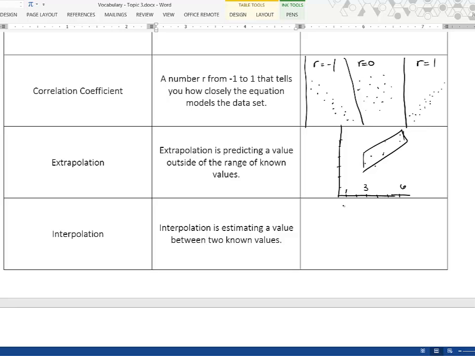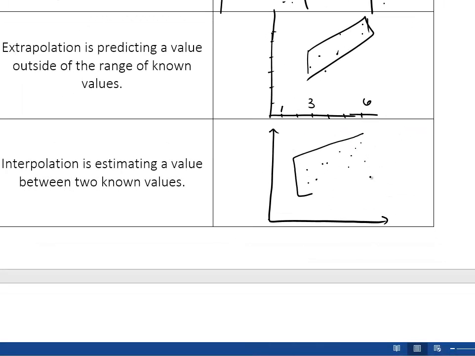Now, interpolation, same concept, but it's going to be estimating a value between known values. So let's say again we have our points, and this here is the set of points that we're given. If you estimate something inside there, like right there, that's going to be interpolation. So extrapolation is estimating outside the given values. Interpolation is estimating inside given values.